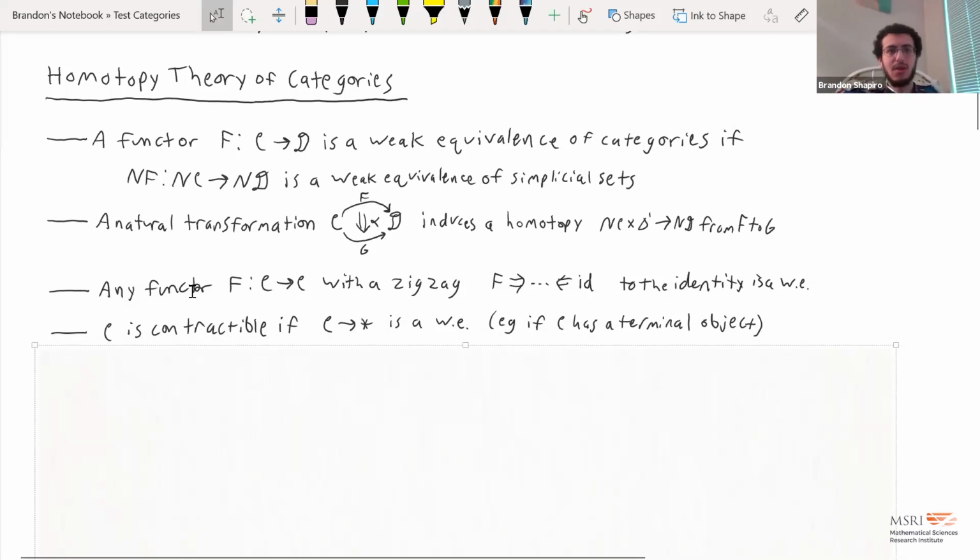And we're also going to talk about when categories are contractible, which is when the unique map to the terminal category is a weak equivalence. And one of the most interesting cases here is going to be when our category C has a terminal object. Because if it has a terminal object, then it has a natural transformation to the constant functor at that terminal object, from C to itself, sending everything to that terminal object. And that makes this map to the terminal category a homotopy equivalence.